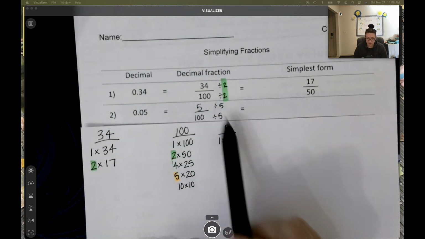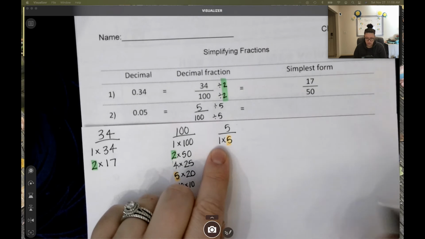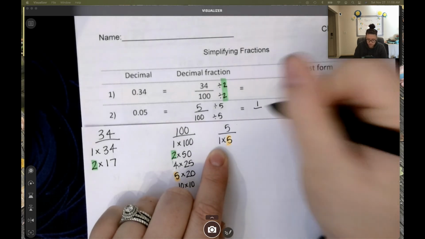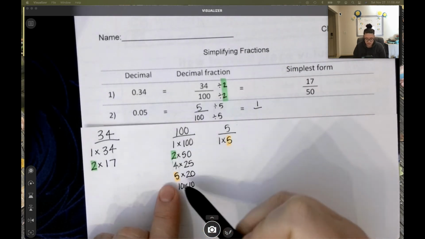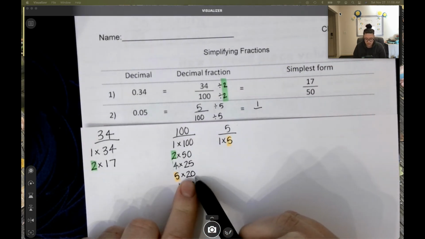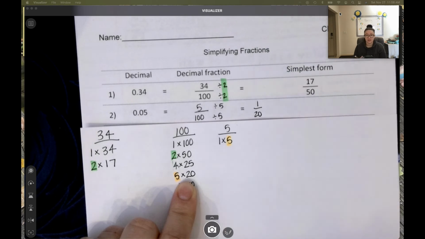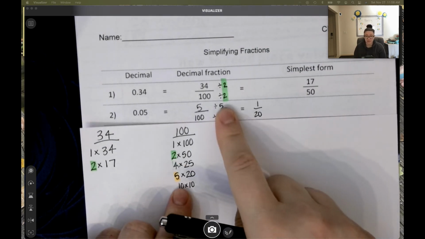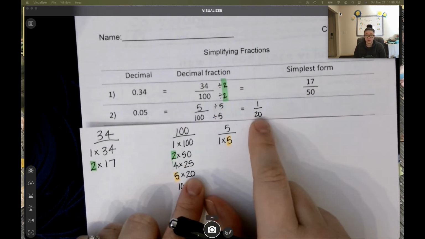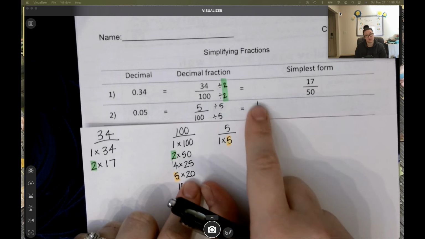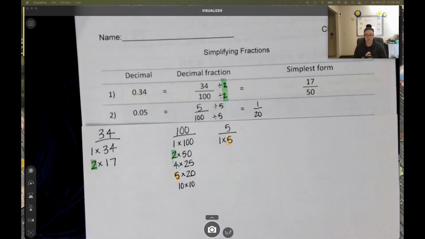So 5 divided by 5 would be 1. And then 100 divided by 5 would be 20. This chart has 2 uses. It helps you figure out what to divide by, and it also helps you work backwards from division to find out what your fraction would be.